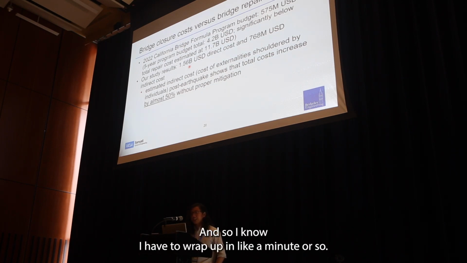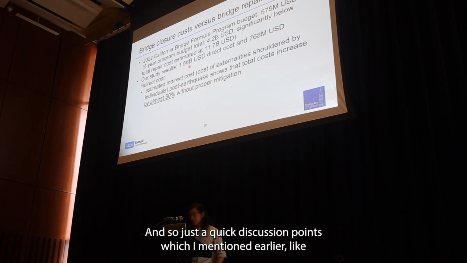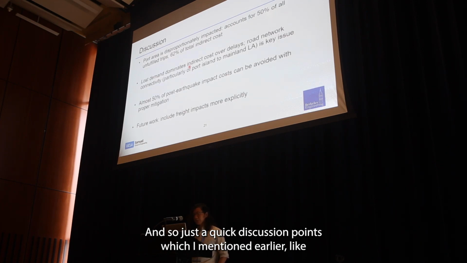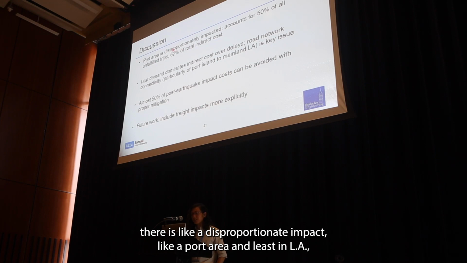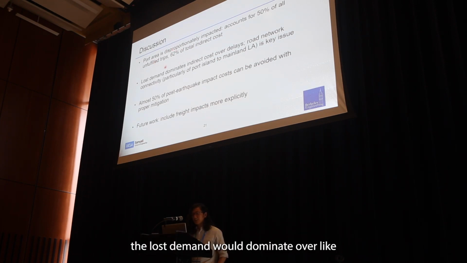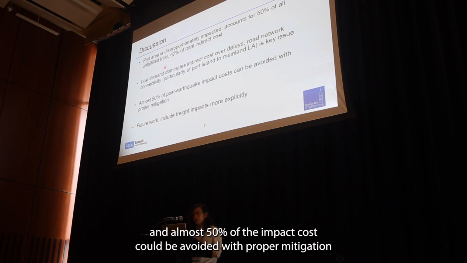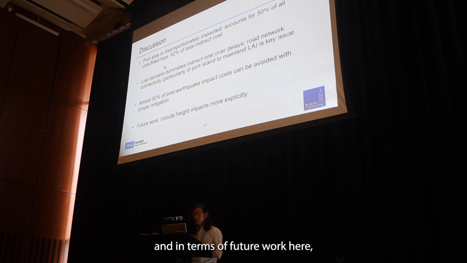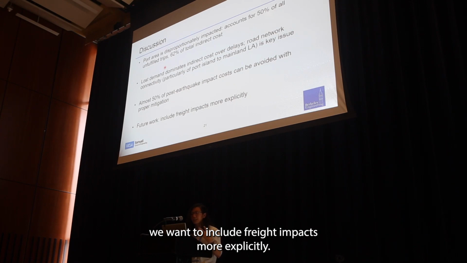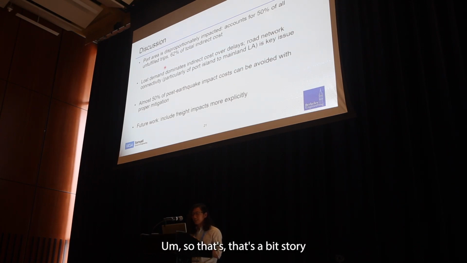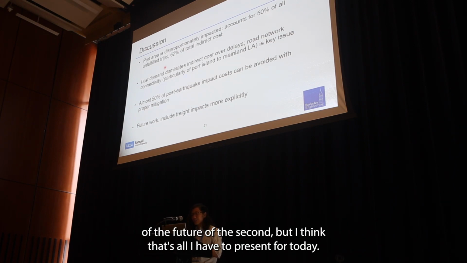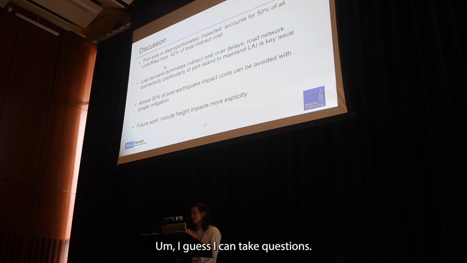Yeah, so I know I have to wrap up in a minute or so, so just quick discussion points, which I mentioned earlier. There is disproportionate impact: at the port area, at least in LA, the lost demand would dominate over delays, and almost 50% of the impact costs could be avoided with proper mitigation. In terms of future work, we want to include freight impacts more explicitly. So that's in store for the future. But aside from that, that's all I have to present for today. Thank you so much for listening. I can take questions if there are any.